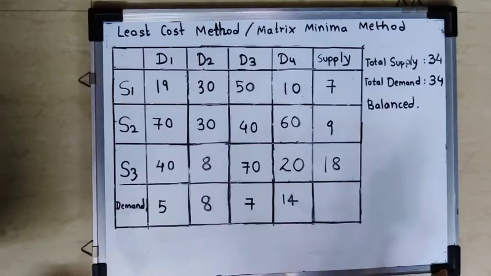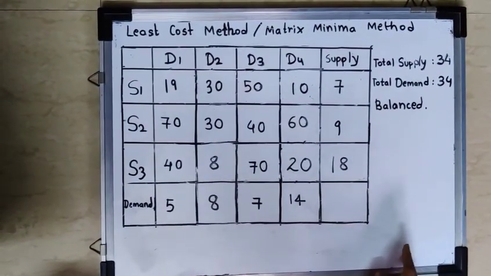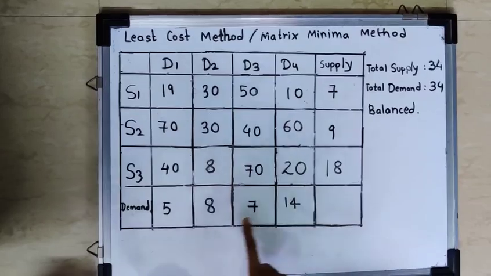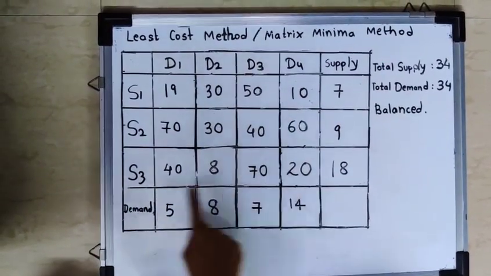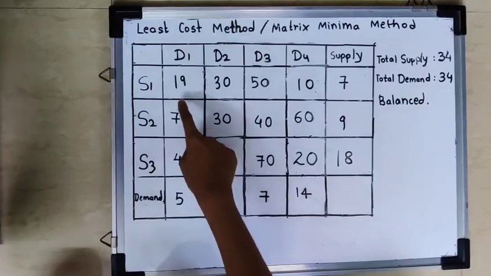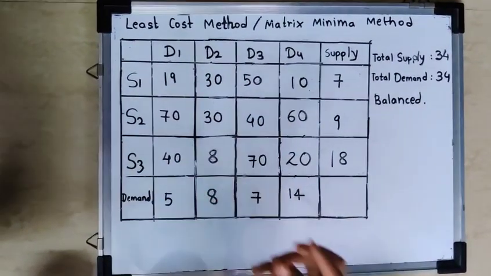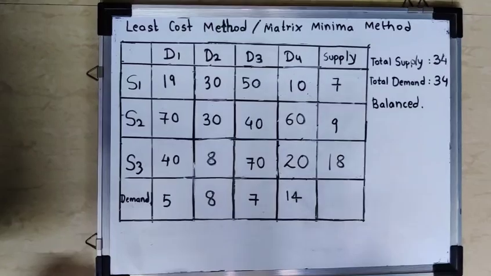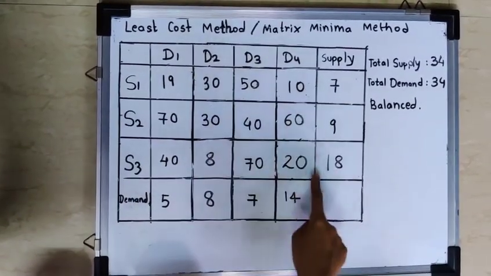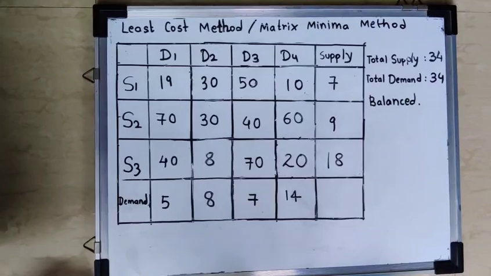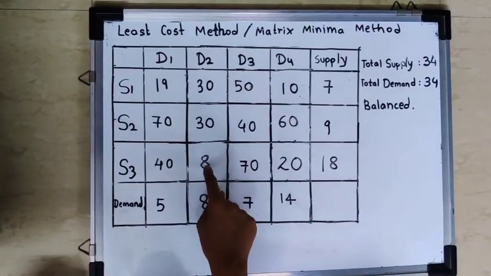Now let us solve this transportation problem. As the name suggests, it is the least cost method. So whichever cell, without including the supply and demand, is of least cost or least value, we are going to start the allocation from that cell. As you can see, the least value is 8. So we are going to start the allocation from this cell 8.